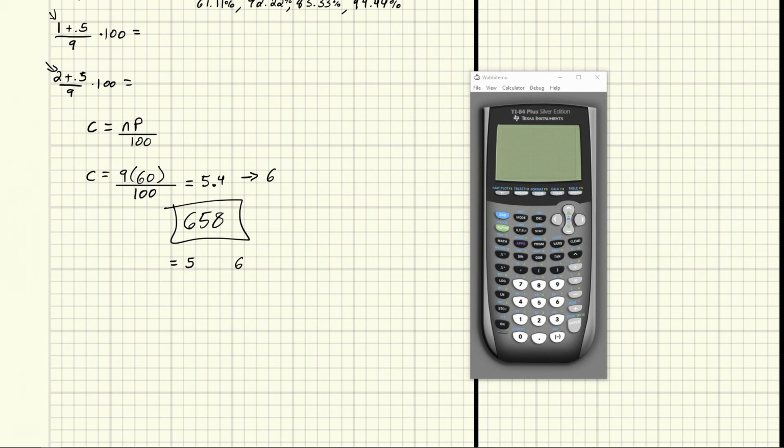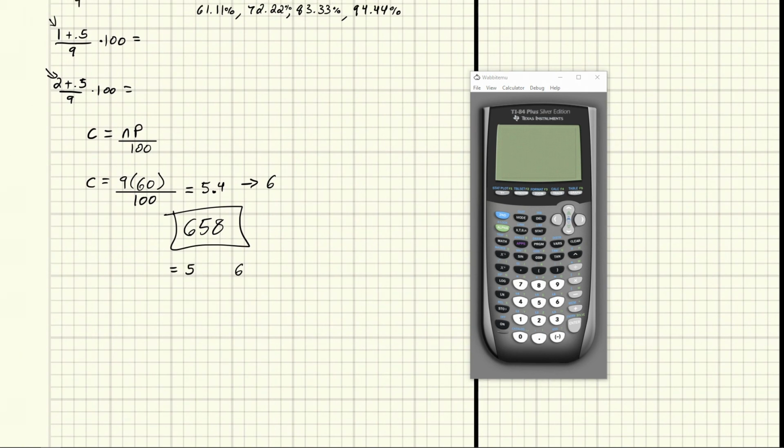Just so you know, if you ever see a percentile problem, whatever number you get out, you're going to be doing something with it. So just be aware of that.